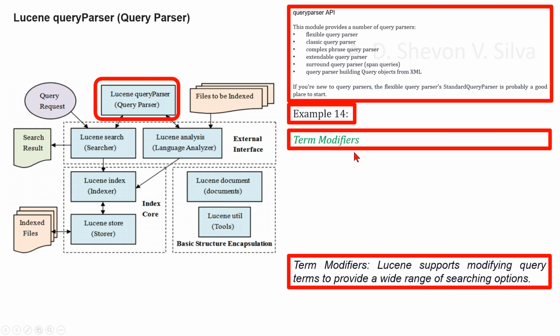We are considering term modifiers. Lucene supports modifying query terms to provide a wide range of searching options: wildcard searches, regular expression searches, fuzzy searches, proximity searches, range searches, and boosting of terms. Now we are considering Boolean operators. Boolean operators allow terms to be combined through logic operators. Lucene supports AND, plus, OR, NOT, and dash as Boolean operators. Boolean operators must be all caps.